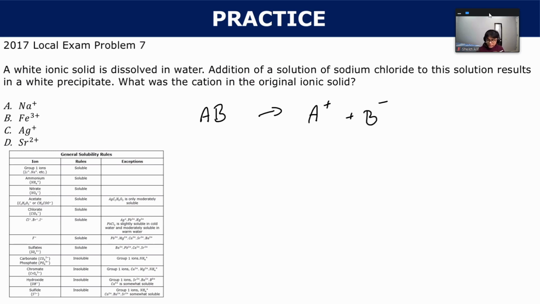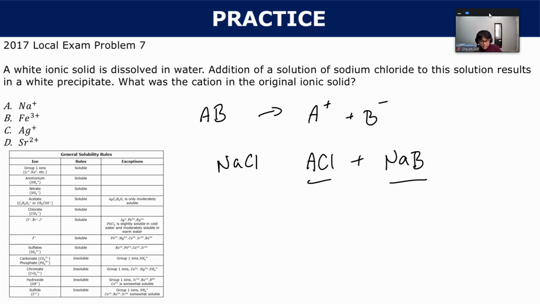After we do this, a sodium chloride solution is added to the solution. So NaCl is added, and when this happens, a white precipitate forms. Let's see what compounds can form when NaCl is added to A and B. The compounds that can form are going to be ACl and NaB. It's like a double displacement reaction, and so one of these compounds is going to have to precipitate.